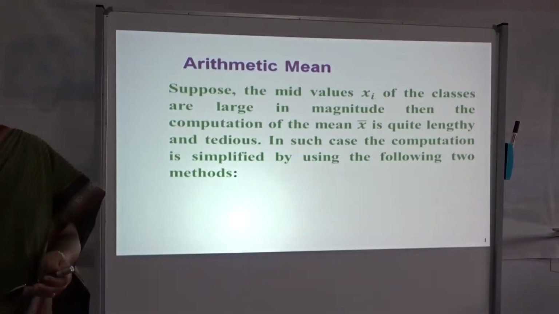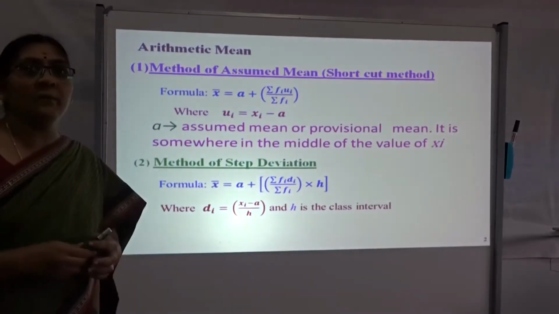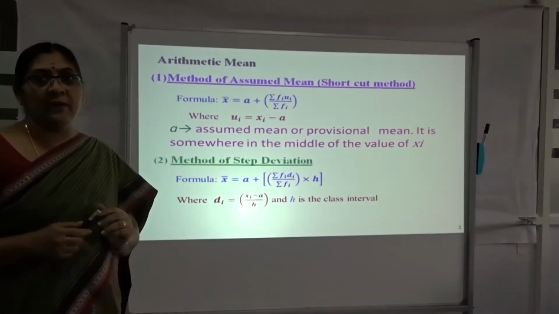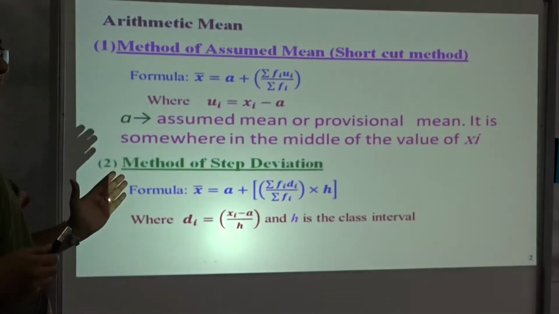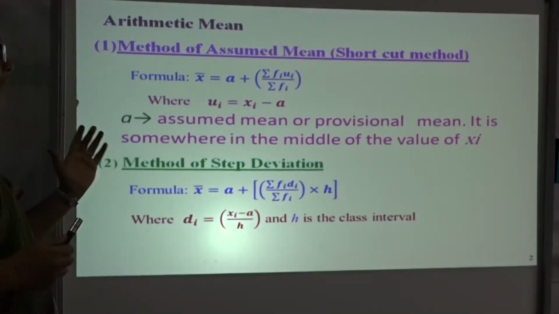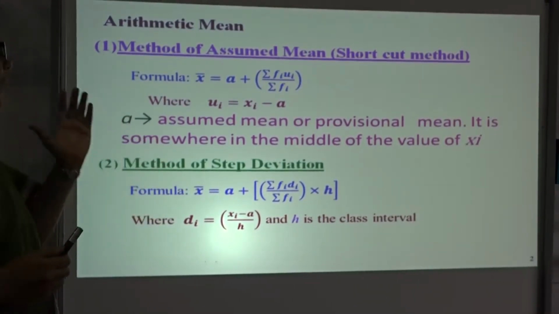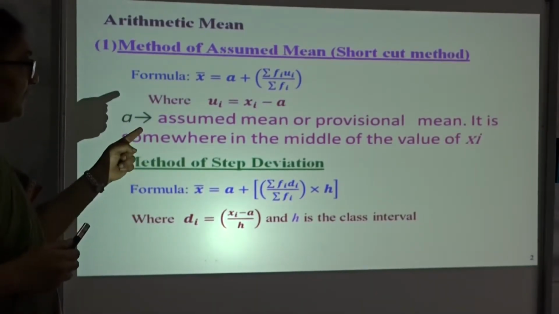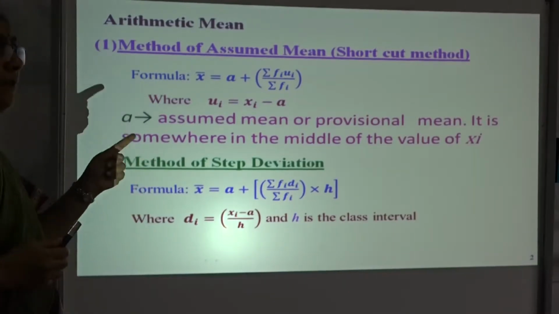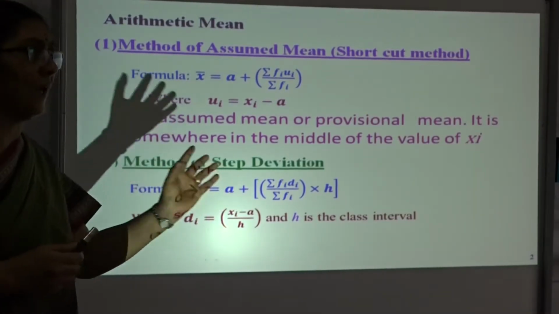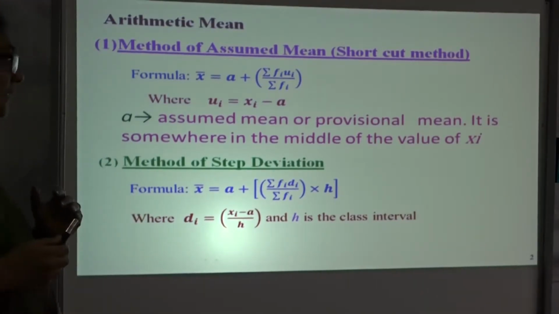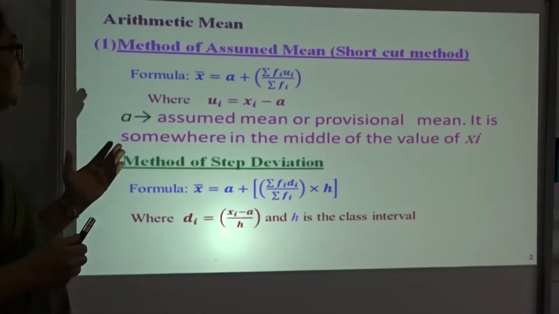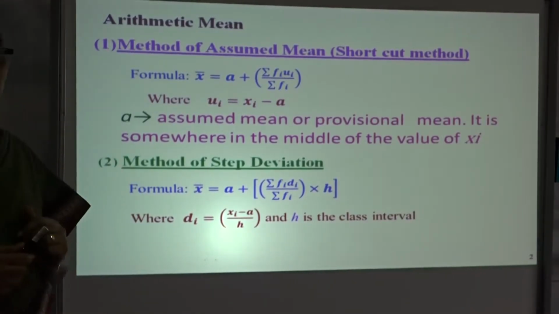The other two methods are the method of assumed mean and the method of step deviation. These two methods are nothing but alternative methods to find the value of the mean, or average. Another name for the mean is the arithmetic mean. Whenever the values of xi are very huge, instead of using the direct method, we are going to use either the method of assumed mean or the method of step deviation.